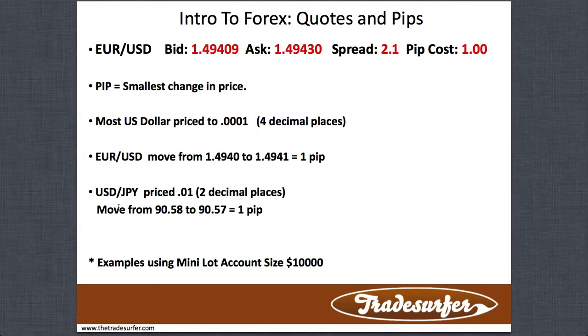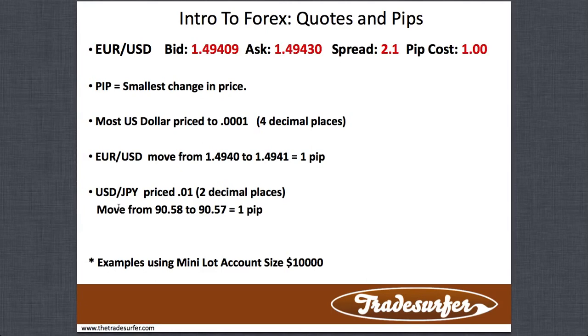You'll see them, for example in our bid ask here, show extra places, but the pip is that 4th decimal place. And so if you see the euro US dollar move, if you're long that, and it moves from 1.4940 to 1.4941, that equals a 1 pip move. And if you're long that, you just made $1 if you're using a 10,000 or a mini lot size. If you're short that pair, you just lost $1.